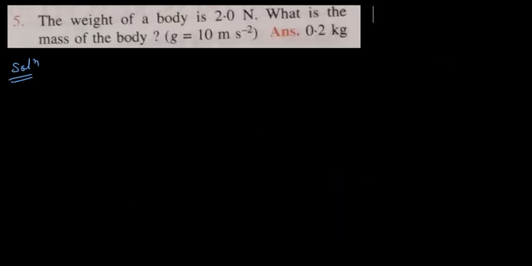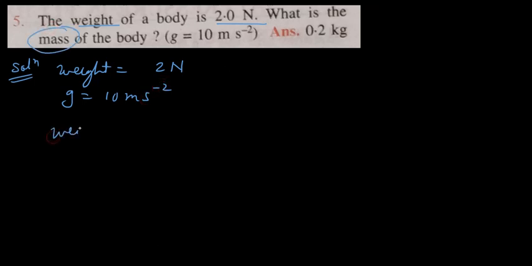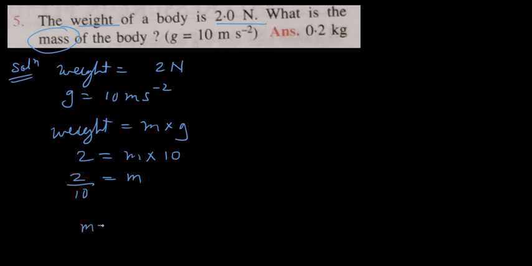This question can be called a similar question, but it is little opposite to what we have done so far. This time the weight of the body is provided. So the weight is given to be 2 newtons. They have given us the value of g as 10 meter per second squared, and they ask us to calculate the mass. So we know that weight is mass into gravity, acceleration due to gravity. So this is m into 10. So m will be 2 by 10. So mass will be 0.2 kilograms.